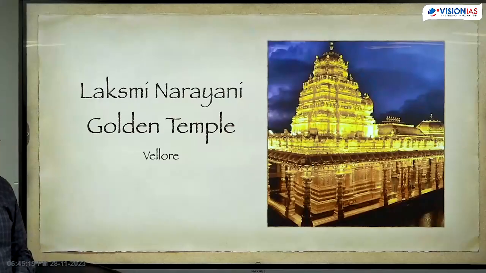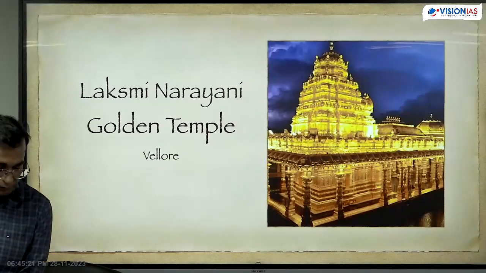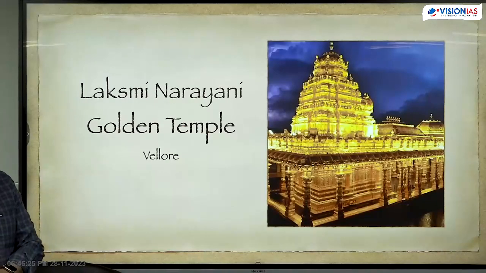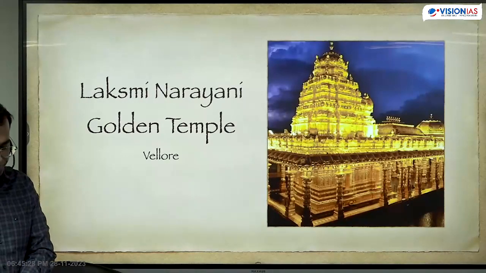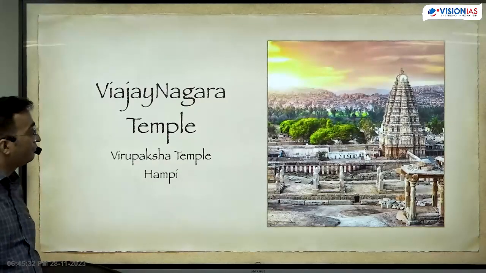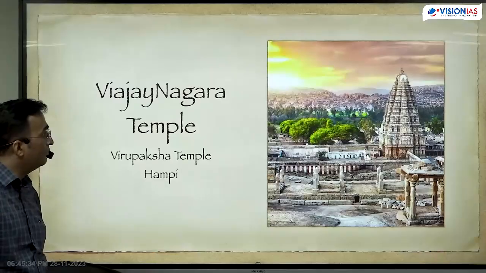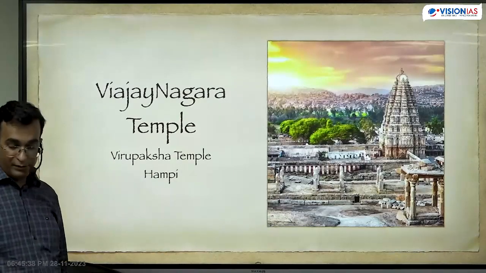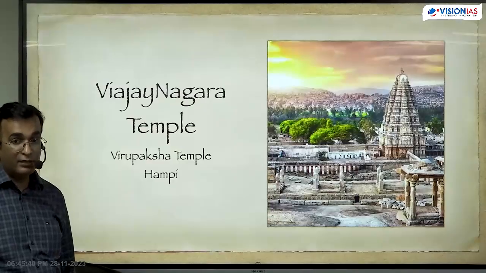Now, Lakshmi Narayani temple, the Golden temple of Vellore, completely created in gold color. And this is Virupaksha temple of Hampi. So Virupaksha temple of Hampi, that's the other side of the premises, created by Raja Krishnadeva Raya.